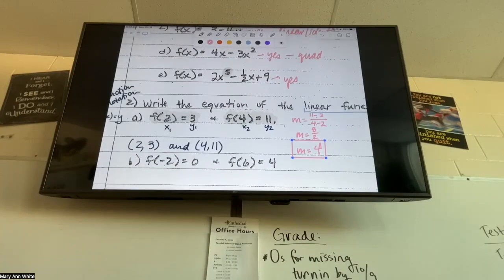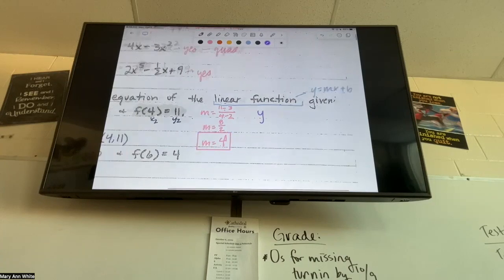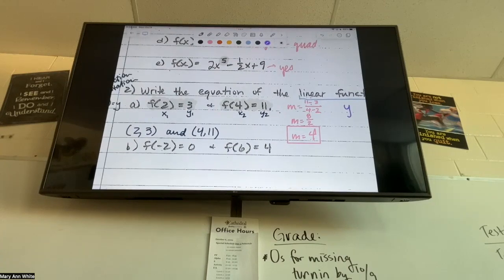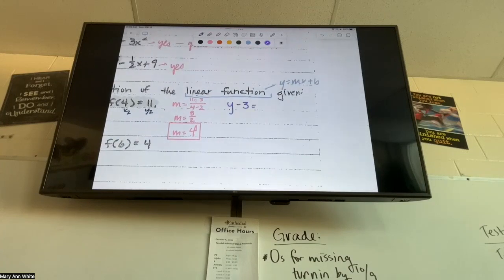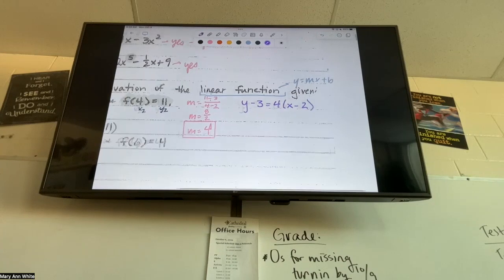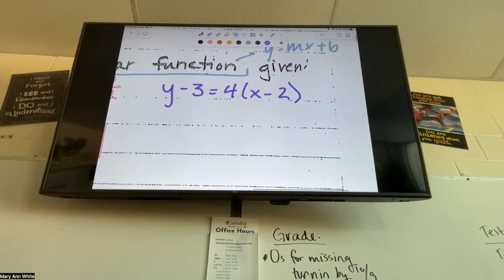All right, now I don't care how you find your slope intercept equation from here. I like to use point slope, so I'm going to continue using it. I'll do my y minus y1, and I don't care which point you use. I'll probably just use the first point. So I'll say y minus 3 equals m, or 4 times x minus 2. Just making sure my points are right. Yep. And then I just simplify from there.